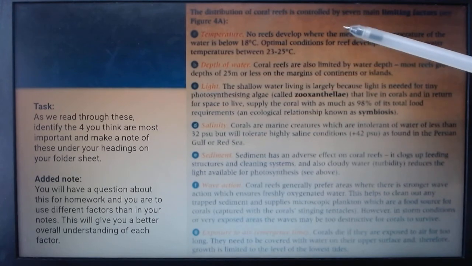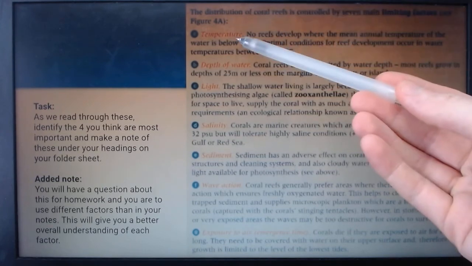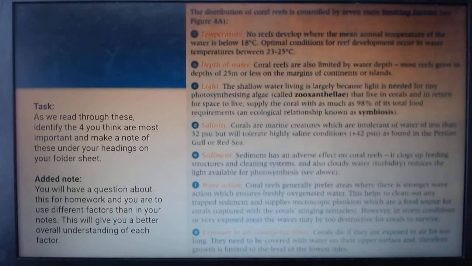First of all is water temperature. I know it says temperature, but please say water temperature. Don't say temperature of the air. The reefs cannot grow in water under 18 degrees Celsius, so they need to be warmer than that. Anything colder they can't grow. That is why they're only found in the tropics.